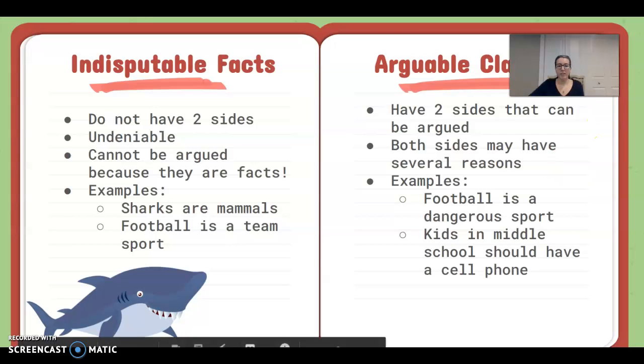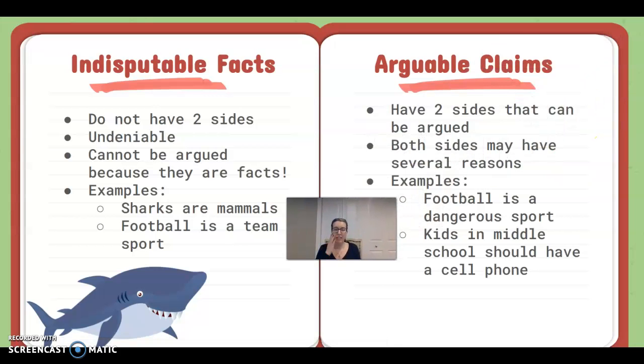Let's take a look at what the difference is between indisputable facts and arguable claims. Those are pretty big words, but if you break them down, they're pretty easy to remember. Let's take a look at the word indisputable. We already know what a fact is. Indisputable. Well, to dispute something means that you're arguing it. And we know that that prefix in means not. So they are not arguable, or not disputable, we should say.